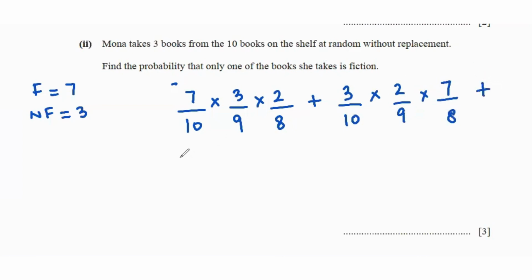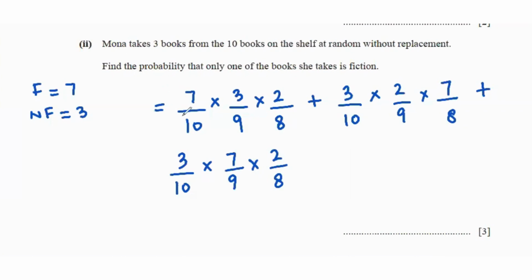Or we take the non-fiction first, then we take the fiction, and then again we take the non-fiction. So these 3 cases give us the same thing: one fiction, another non-fiction, without replacement.